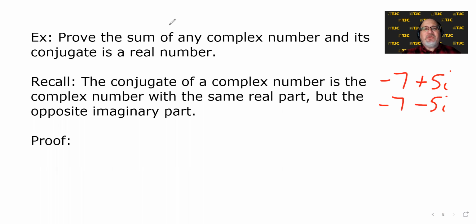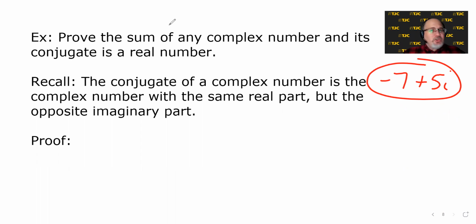And we're trying to prove that the sum of a complex number and its conjugate is real. Well, what happens if I add these together? The imaginary parts cancel because they're opposites, and negative 7 plus negative 7 is negative 14, which is real. So does that prove that the sum of any complex number and its conjugate is a real number? No. What it proves is that the sum of this complex number and its conjugate is real.